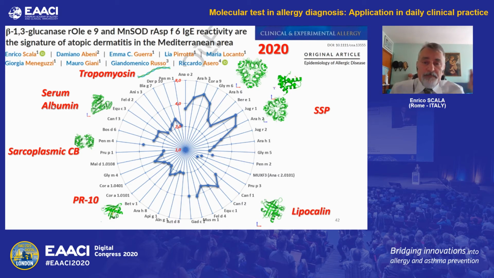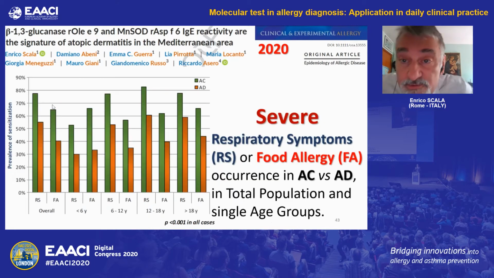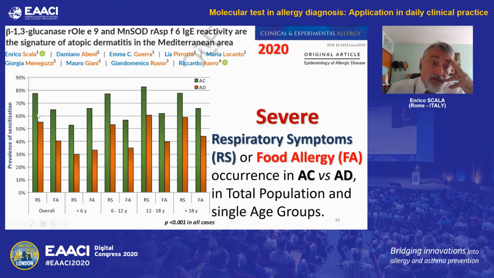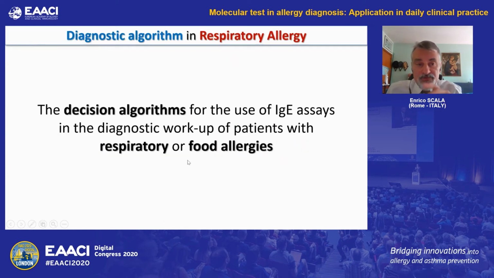For example, there are panallergens that are absent from such recognition, such as lipid transfer protein or profilin. But despite such high ability to recognize very dangerous molecules, the occurrence of severe respiratory symptoms or food allergy in patients with atopic dermatitis was always significantly lower when compared to atopic controls, as you can see in the slide, both comparing the overall population and the single age groups.